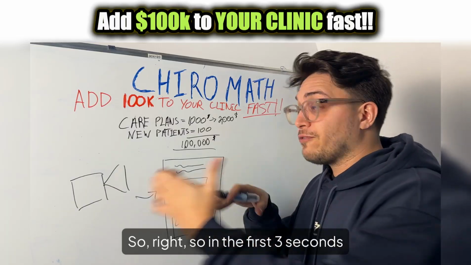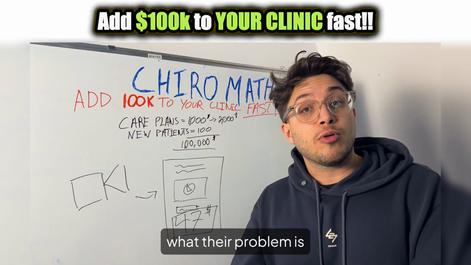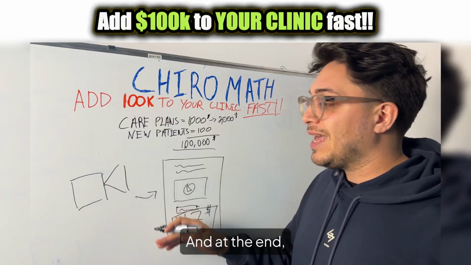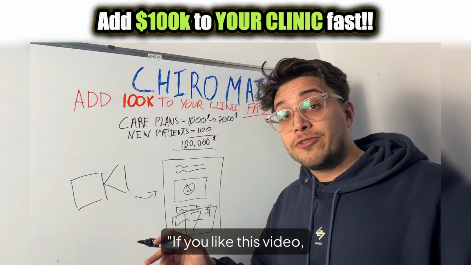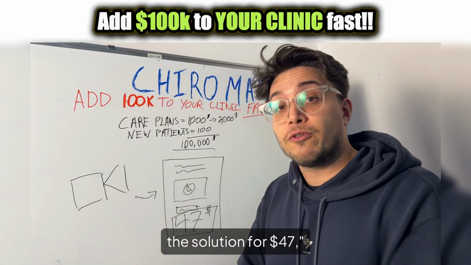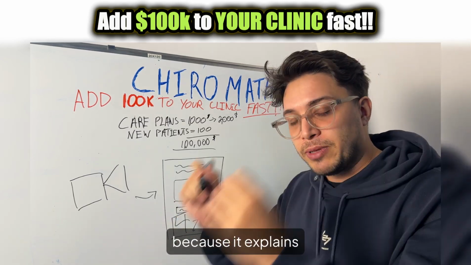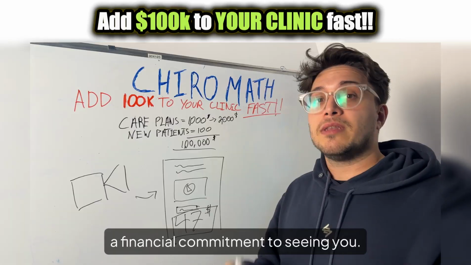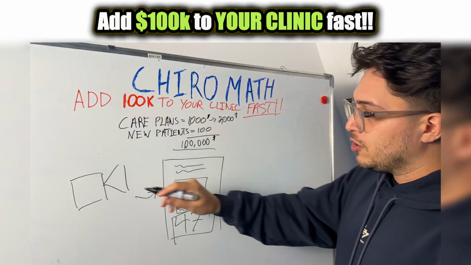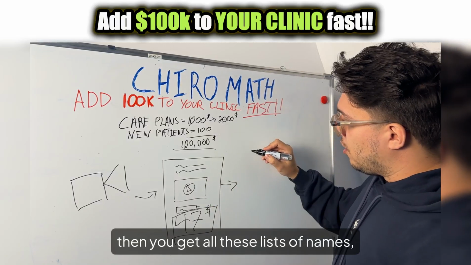So, right? In the first 3 seconds of the video, you're going to call them out. You're going to tell them what their problem is and how you can help them. And at the end, you're going to say, if you like this video, please click my video and I will give you the solution for $47, okay? The $47 is very important because it explains to them that there's a financial commitment to seeing you.